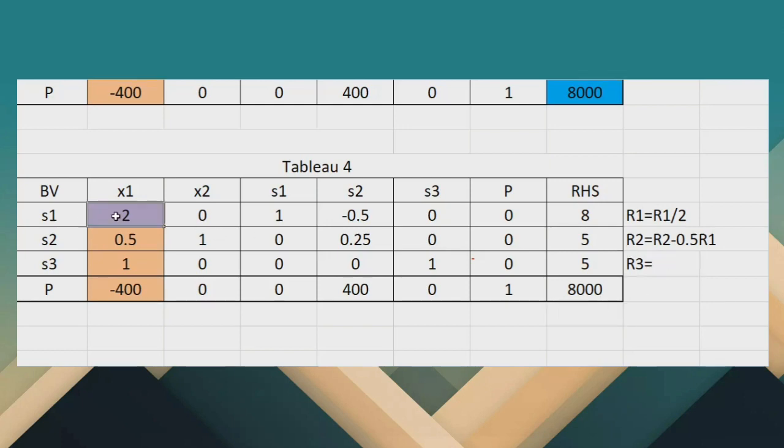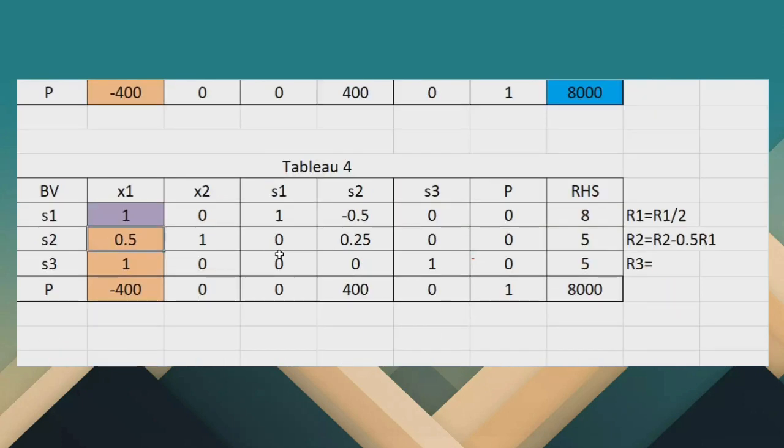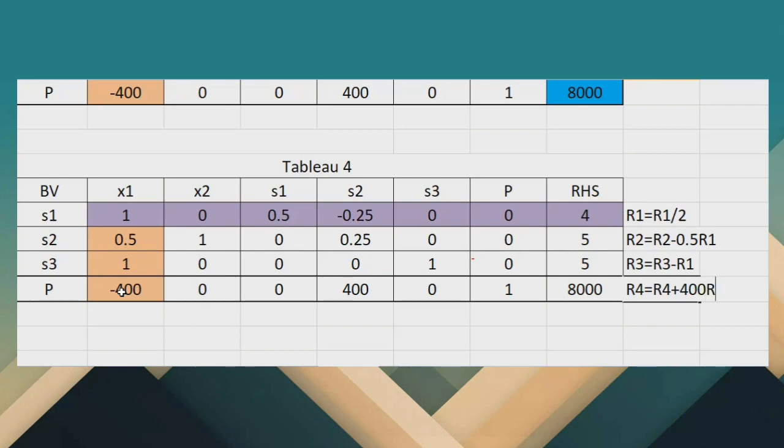Let me solve this first, you're getting confused. The purple one, let me make it 1 first. How do we make it 1? Equals row 1 of the previous table divided by 2. Okay? Then drag it all to the right, until the end. Okay. Next, how do we make it 1? The row 3. So, row 3 minus row 1, the one in purple. Right? And then row 4 is equal to row 4, this negative 400, how does it become 0? What do you add it to? Plus 400 times row 1. Okay? So, those are the formulas.